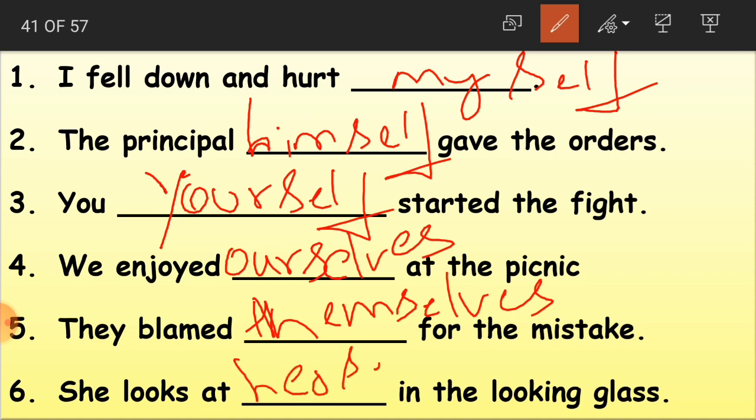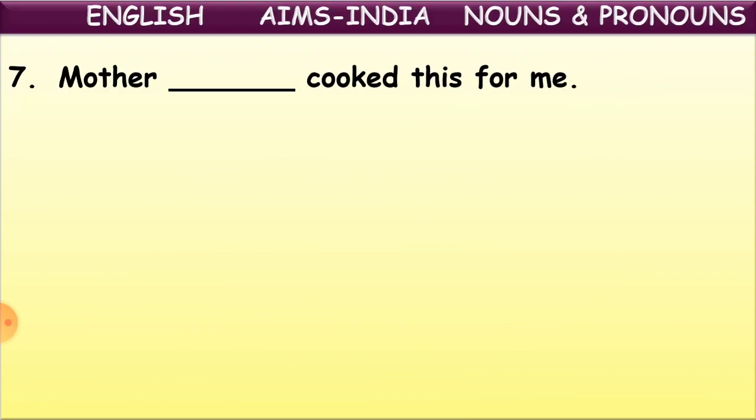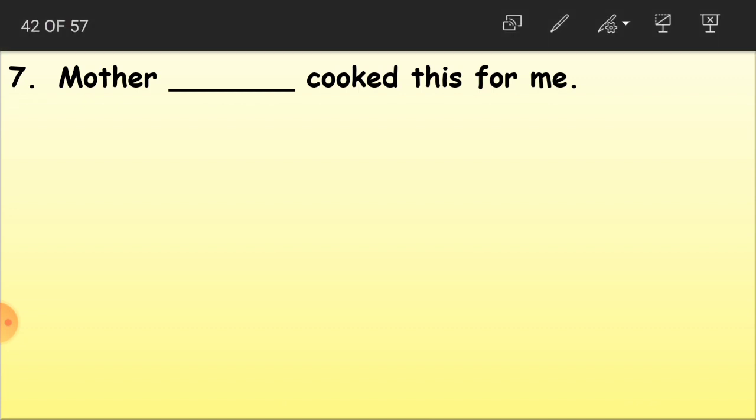So clear, children? So what are reflexive pronouns? Okay, so these are himself, yourself, ourselves, myself. According to the pronoun in the sentence, we have to change the reflexive pronoun. Okay, clear? Now we'll go to the other exercise, like mother dash cooked this for me. Mother herself cooked. It is herself.